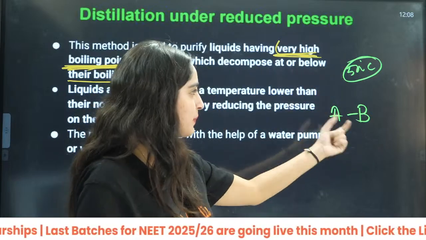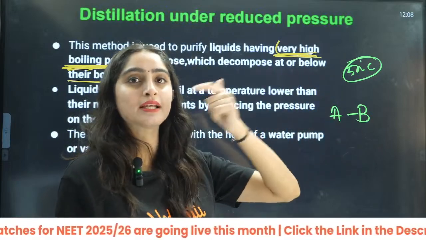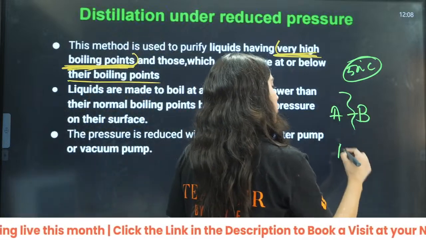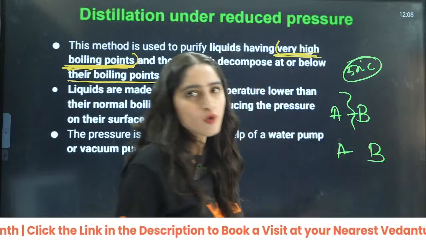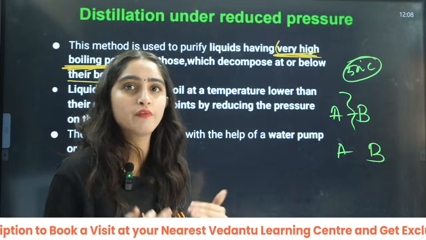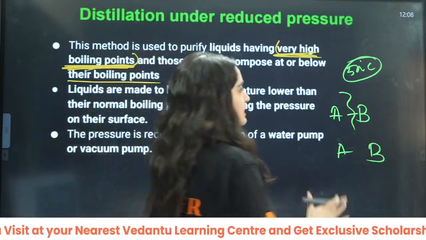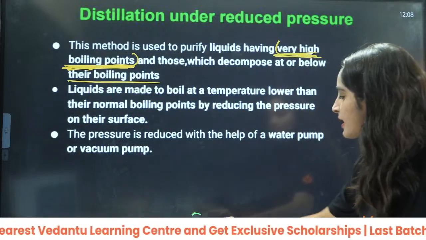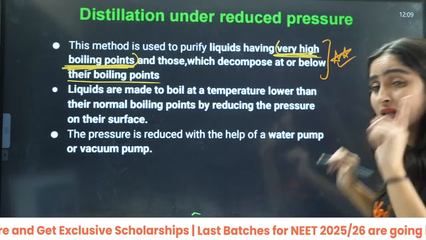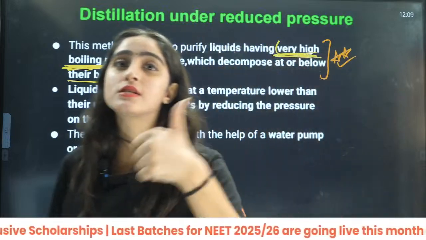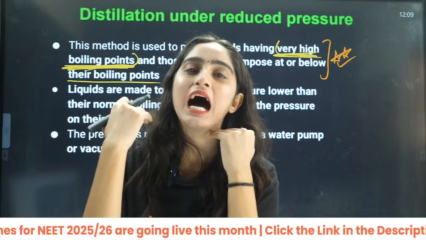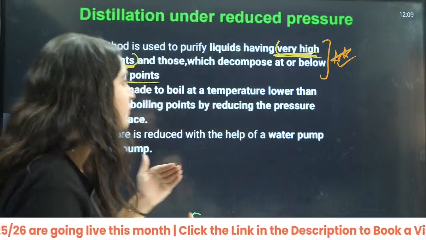Now, beta, what will happen? We have not reached this high temperature, but before that, this will decompose into A and B. Now, we don't want A and B separately. We want A and B together. We want the compound. Then what will we do? We will reduce the boiling point here, right? They can ask you when this method is applied. So this is important. This method is applied when the boiling point is very high and the compound decomposes before reaching its boiling point. That is very, very important.